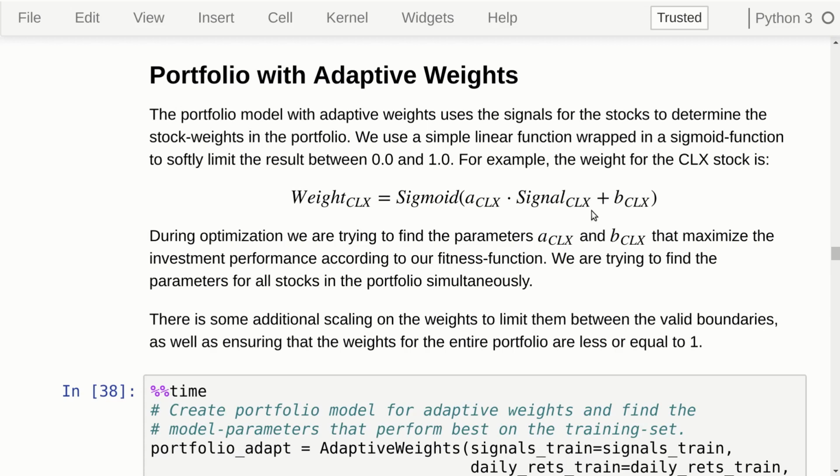And I could have added a subscript for the time step t as well, but we just keep the notation a little simple here. So we have the signal for each day, and then we have a parameter that we want to determine, a, that we multiply with the signal, and then we add another parameter b, and we have these parameters a and b for each of the stocks in our portfolio. Then we have a sigmoid function to smoothly limit this between 0 and 1, instead of using a hard limit that would just clip it.